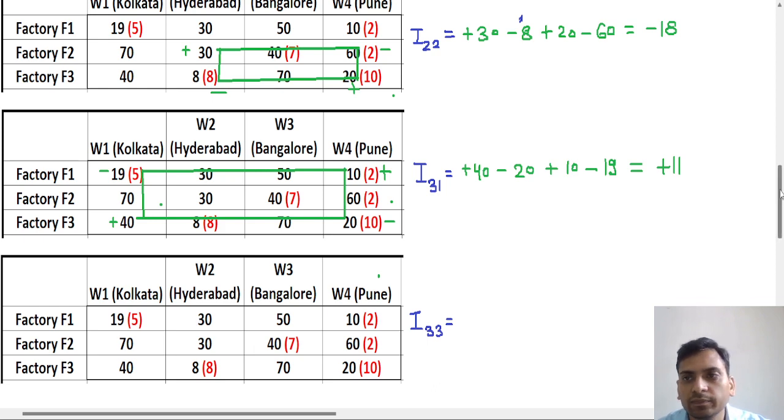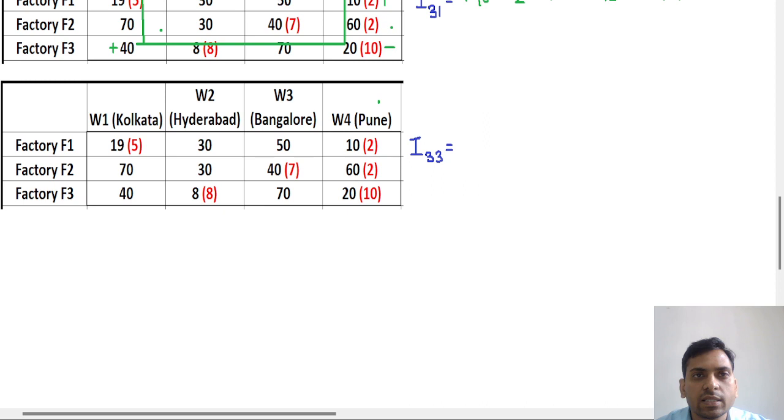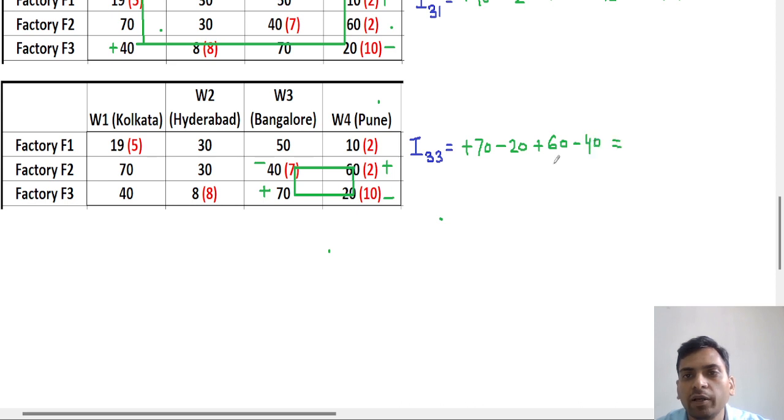Next for last one. So loop for this 70 location, mark plus and draw lines towards occupied and then this occupied, then this occupied and then starting. Now we will put plus minus alternative. Now incremental cost is what? Plus 70 minus 20 plus 60 minus 40. So this incremental cost is how much? 70 plus this is 60 and 60 minus 60 is 0 and this is plus 70.